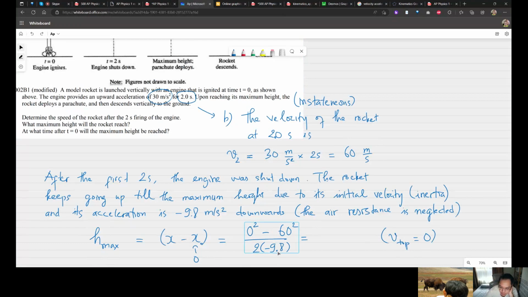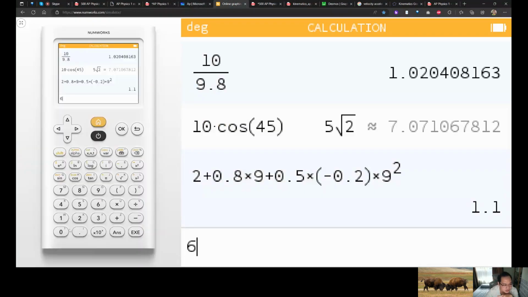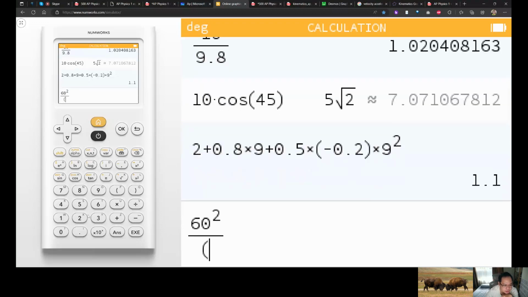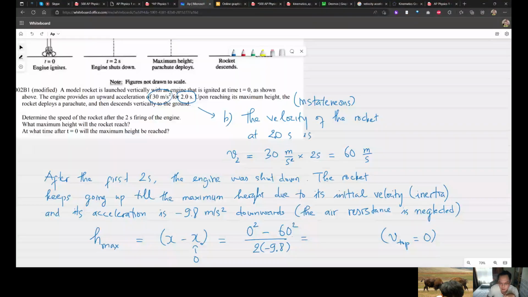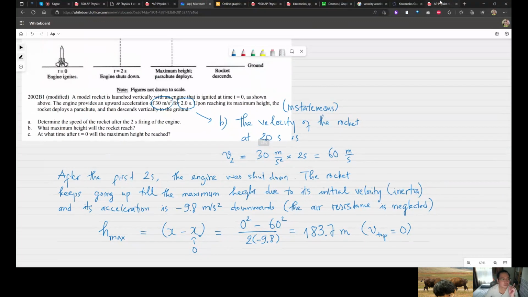So this is about 60 over, okay, 60 squared, not 60, divided by 2 times 9.8. So the answer is 183.7 meters. We can round to 184 meters. Let me check the answer.